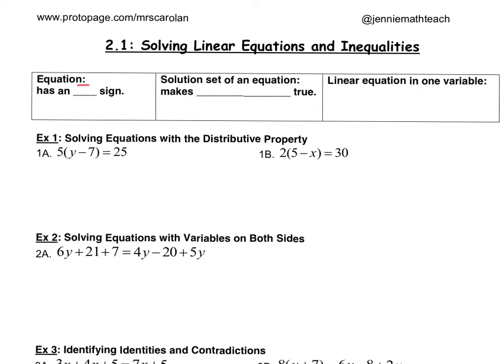An equation has an equal sign. The solution to an equation makes both sides equal each other so that they are true. A linear equation with one variable is anything with some numbers, one variable, so one letter, and then some numbers on the other side.